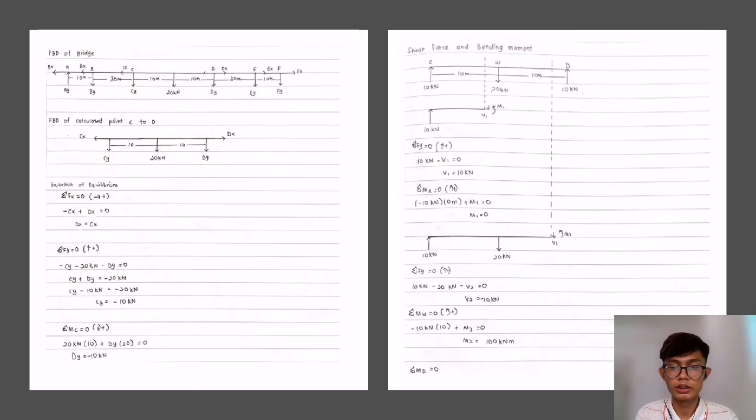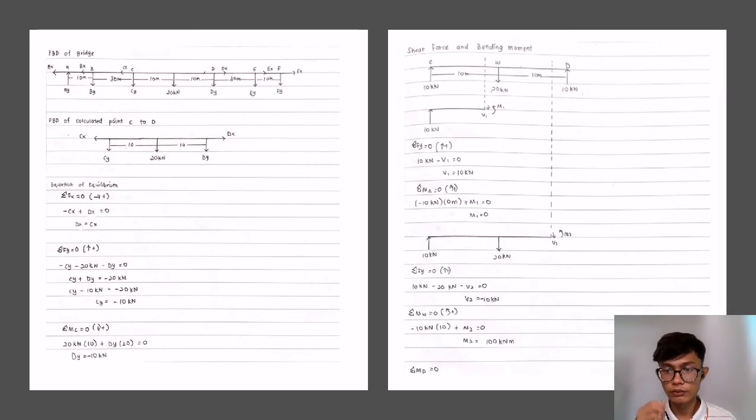Okay, we must calculate the moment to solve this equation. Moment we choose at point C equal to 0, clockwise positive: 20 kilonewton times 10 plus Dy times 20 equal to 0, so Dy equal to negative 10 kilonewton. So we insert the value in Cy plus Dy equal to negative 20 kilonewton. So Cy minus 10 kilonewton equal to minus 20 kilonewton, Cy equal to negative 10 kilonewton.